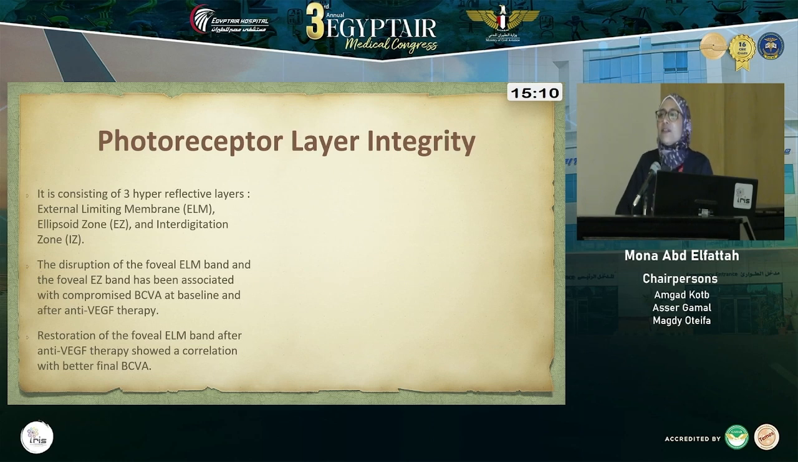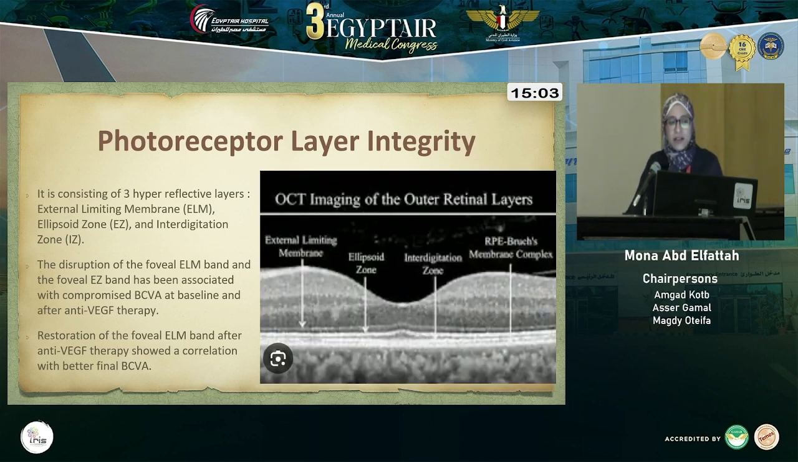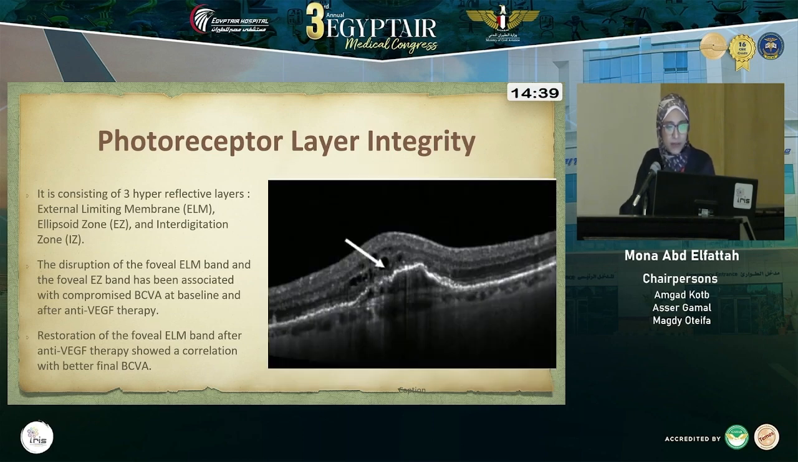The photoreceptors have integrity too, as we saw in diabetics, when they affect visual acuity: the external limiting membrane, ellipsoid zone and interdigitation zone. The disruption of the foveal ellipsoid zone and the external limiting membrane is associated with compromised best corrected visual acuity at baseline and after anti-VEGF. Some studies say that after anti-VEGF, some external limiting membrane can be restored, and of course it will cause a better final best corrected visual acuity.